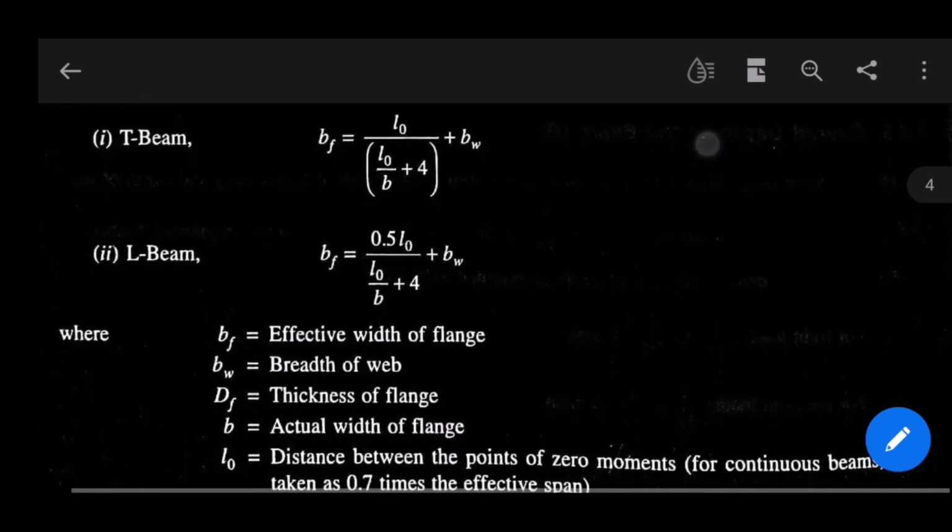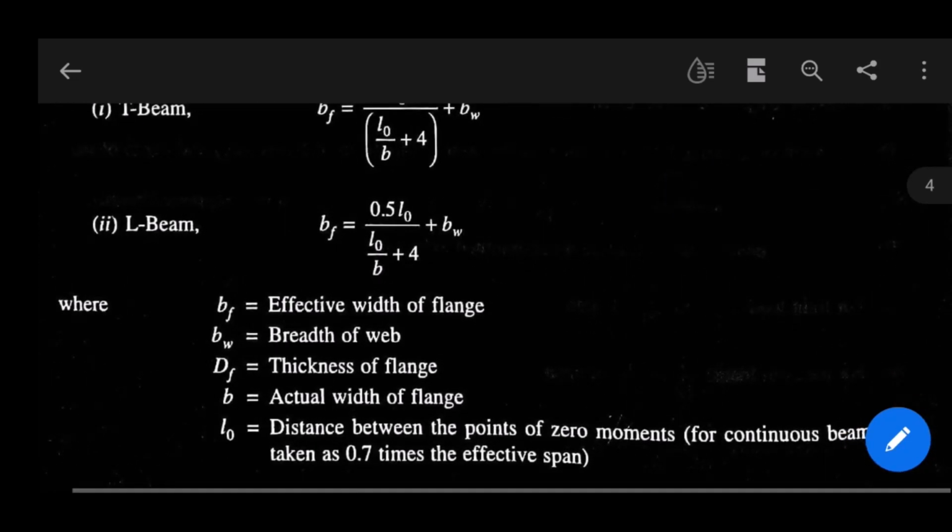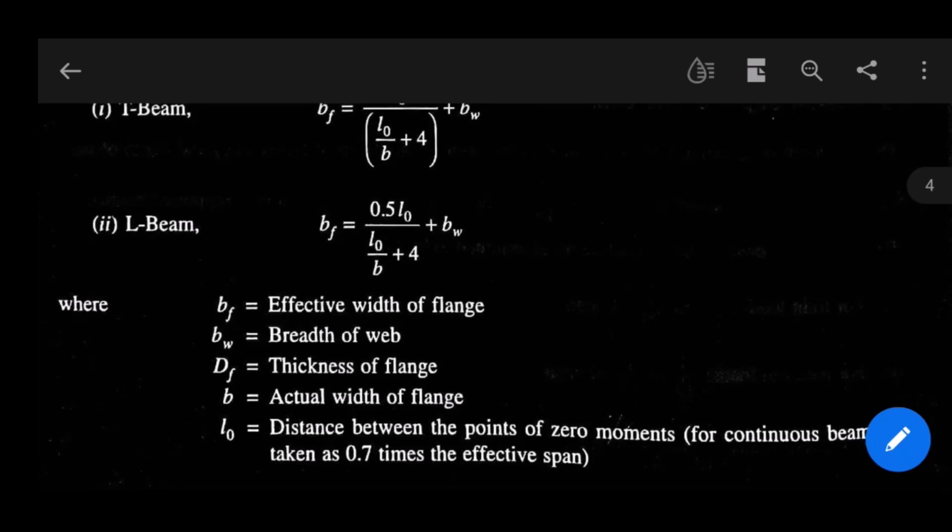So again, I'd like to discuss the terminologies. BF is the effective width of flange. BW is the breadth or width of web. Capital DF is the thickness of flange. Small b is the actual width of flange.